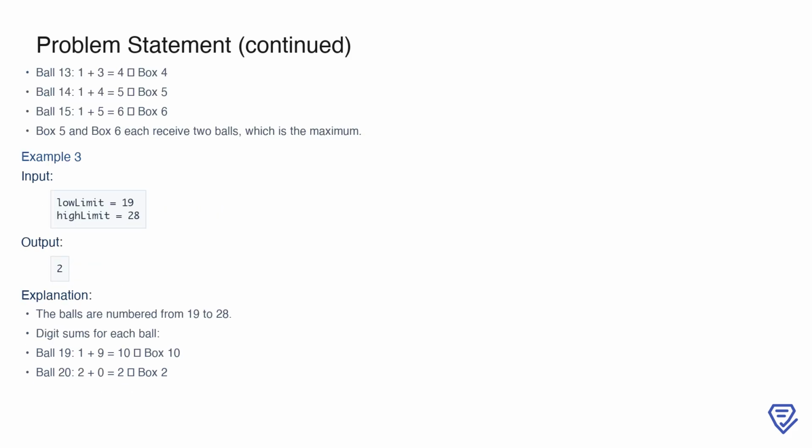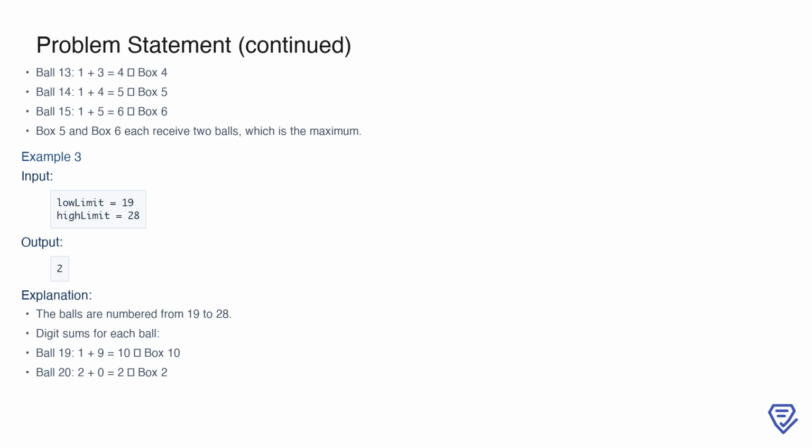Continuing with this example, ball 13 has a digit sum of 1 plus 3, which equals 4, so it goes into box 4. Ball 14 has a digit sum of 1 plus 4, which equals 5, so it joins ball 5 in box 5. Similarly, ball 15 has a digit sum of 1 plus 5, which equals 6, so it joins ball 6 in box 6. After distributing all the balls, we observe that box 5 and box 6 each contain 2 balls, which is the maximum in this case. Once again, the output is 2, as that's the highest number of balls in any single box.